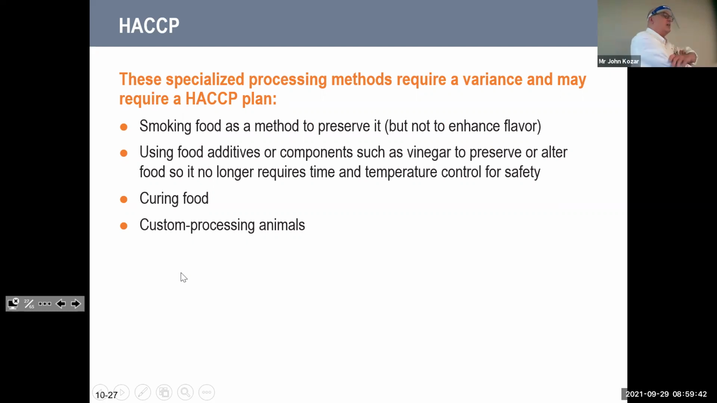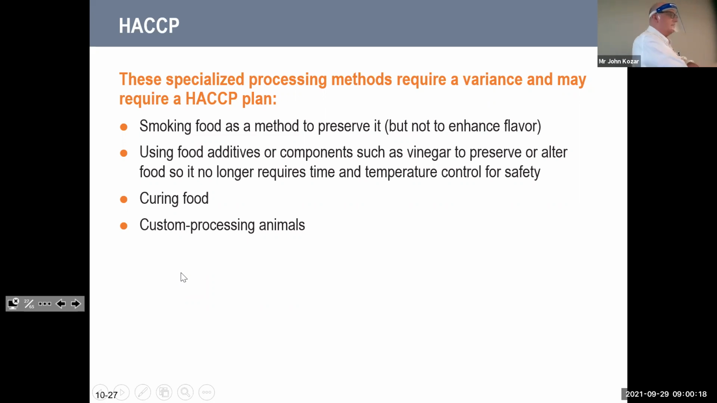Okay. We talked about processing methods that require a restaurant to have a variance from the health department. You also need to have a HACCP plan in place for these things. So it's the same list: smoking food as a method to preserve it, not just to enhance flavor. So if you are grilling shrimp and then put it in a smoker for a few minutes just to get a smoky flavor on it, that's not preserving it.